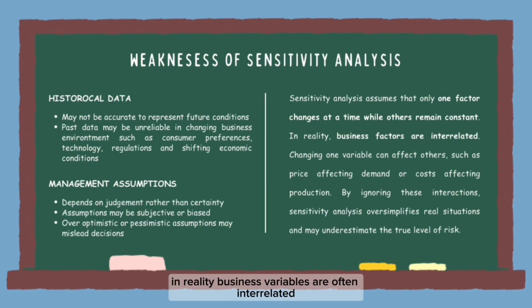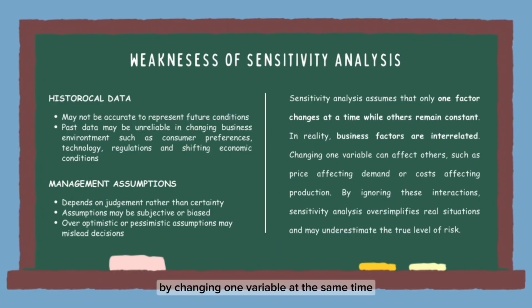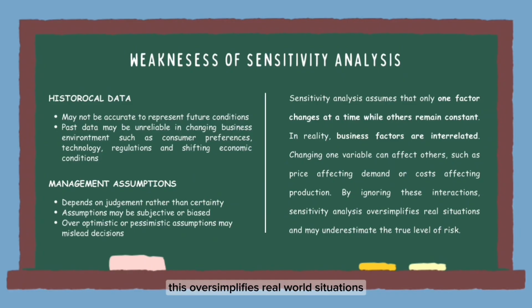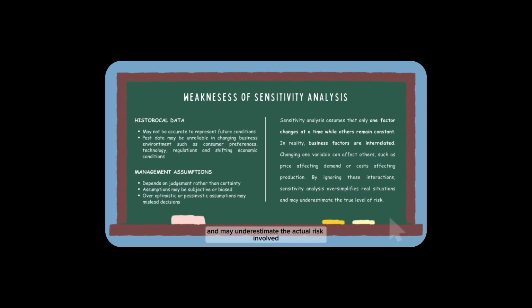Secondly, sensitivity analysis assumes that other factors do not change and considers each variable individually. In reality, business variables are often interrelated. For example, an increase in selling price may affect demand, or higher costs may influence production volume. By changing one variable at a time while holding others constant, sensitivity analysis ignores the combined or interactive effects of multiple variables changing simultaneously. This oversimplifies real-world situations and may underestimate the actual risk involved.